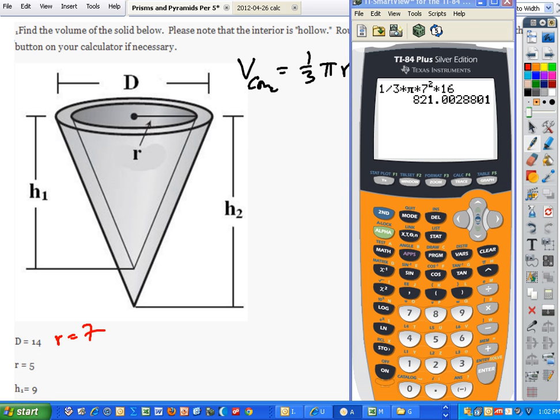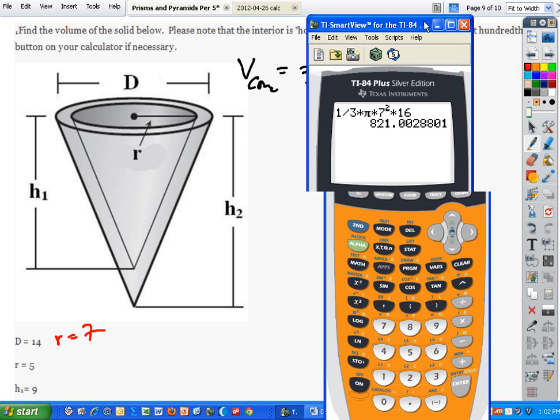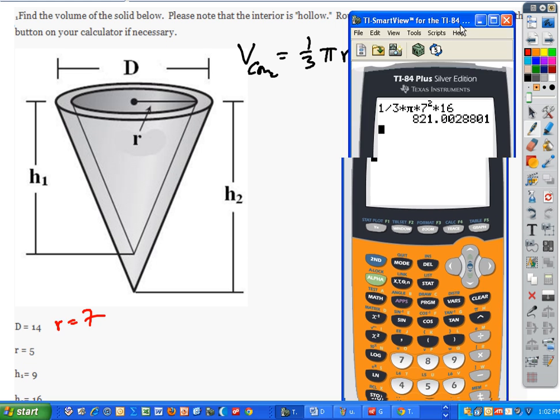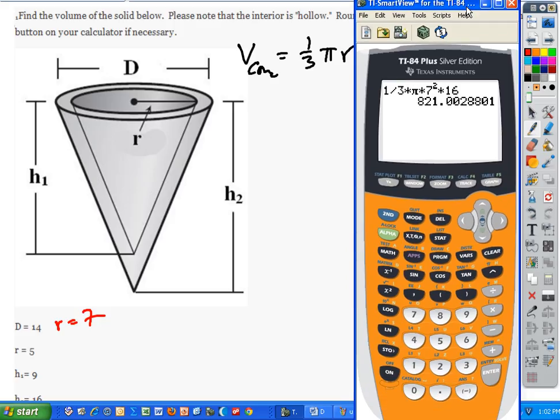Okay. So there's the volume of the big cone. Let's calculate the volume of the small cone. Now here's a trick. Watch this. I'm going to grab that first calculation, and then what do I do to it? Yeah, change the numbers. I'll change the 7 to 5, and I'll change the 16 to 9. Okay, right? So there's the volume of the small cone. I'll just grab that big one minus small one. There it is. Okay? No biggie?